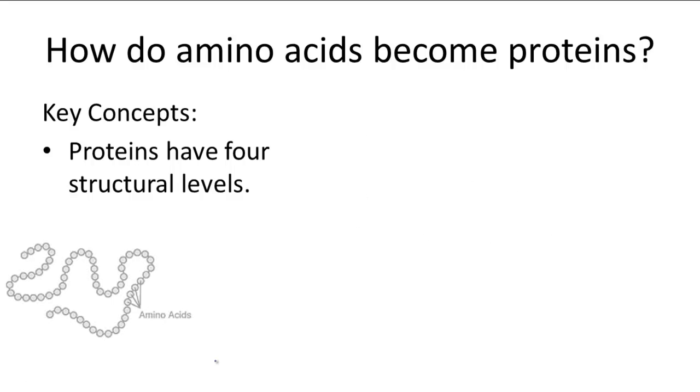The primary level of structure is simply the chain of amino acids, strung together by the formation of peptide bonds. There are 20 different types of amino acids, and when they reorder themselves, they can create hundreds of thousands of possible combinations. Their order in a polypeptide chain determines what the protein will look like when it's done folding.